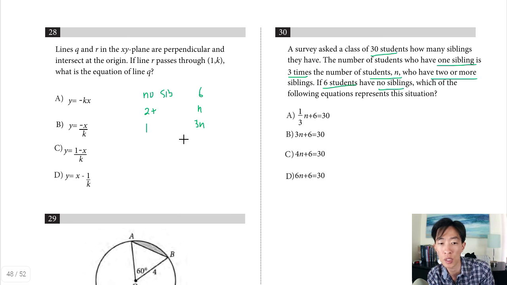And the total we know is 30. So it's really going to be 6 plus n plus 3n equals 30. And when we combine the n's, we get 6 plus 4n equals 30. And so the answer is C.